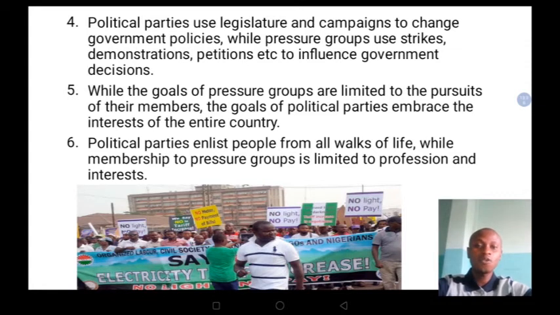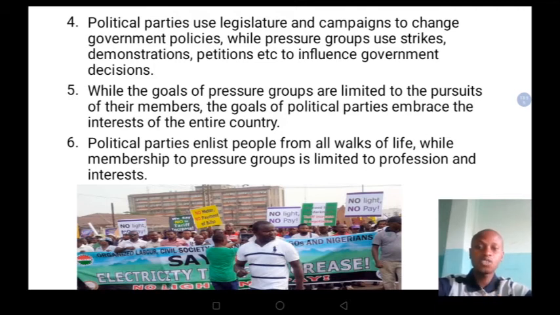But for pressure groups, some of them, except for promotional pressure groups, which work for the interest of the entire society, the interest of the general public. But other ones we mentioned, they are interested in their members. So all they do is to ensure that the interests of their members are protected. So you can see the difference.